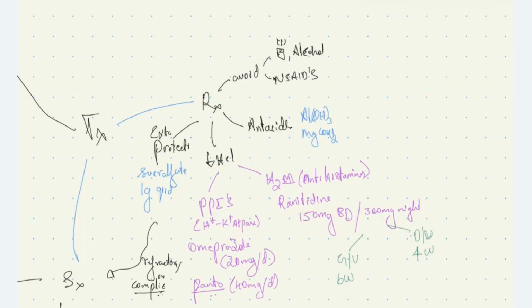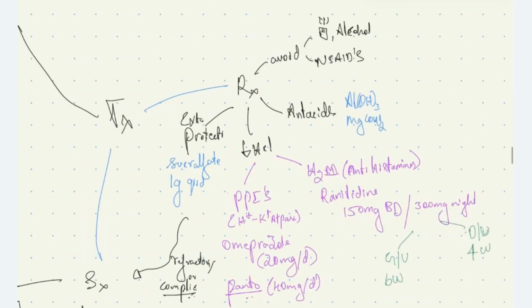Or we can give proton pump inhibitors, which irreversibly block H plus K plus ATPase, thereby reducing the HCl secretion. That is omeprazole 20 mg per day or pantoprazole 40 mg per day. The duration of antihistamines: in case of duodenal ulcer, we give it for 4 weeks. In case of gastric ulcer, we give it for 6 weeks. Also, we can give cytoprotective agents like sucralfate, 1 gram QID, 4 times a day. This sucralfate will go to the stomach and form a nice paste over the ulcer, protecting it from further damage from HCl and thereby improving the chances of healing of the gastric ulcer.